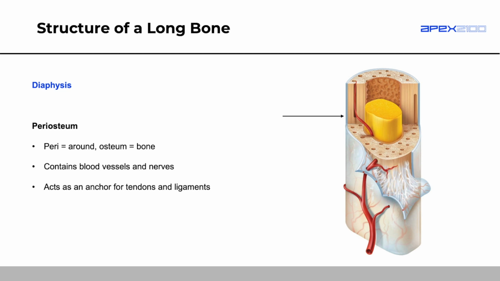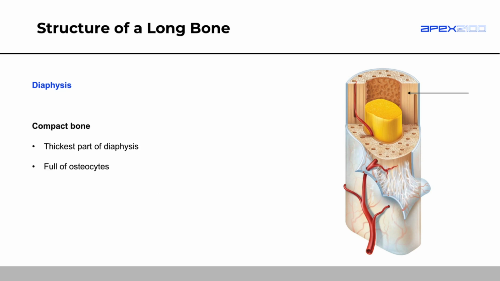Now, if we look at the diaphysis, the shaft, again, there's a few important structures. Firstly, the periosteum. So if we break that word down, peri means around and osteum means bone. So the periosteum is around the bone. It's this connective tissue sheath that sort of surrounds the bone and contains the blood vessels and nerves, which supply the bone as well. And it's the anchor for all of our muscle tendons and all of our ligaments that attach to the bone as well. So periosteum is the surrounding layer of the bone.